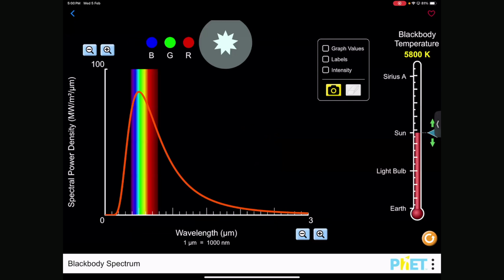Stars of the same color or same temperature. Yes, it's true.